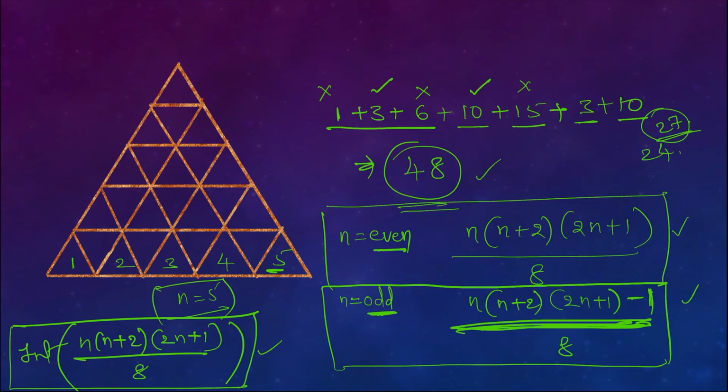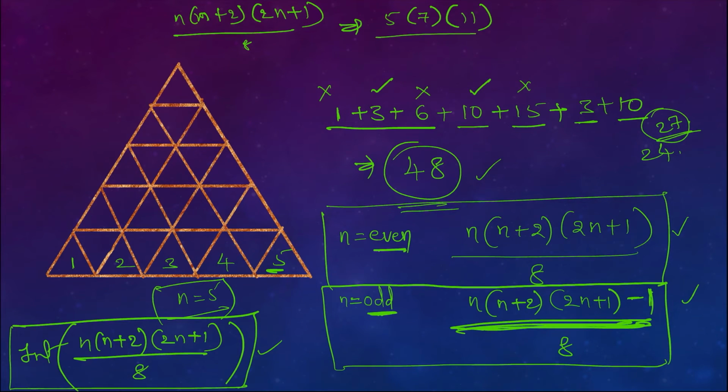So here n is odd, fine. We'll cross verify that. Here n into n plus 2 into 2n plus 1 divided by 8. So n is equal to 5. 5 plus 2 is 7. 2n plus 1 means 11, divided by 8. It will not be cancelled at all, so take minus 1 here. We'll get the integer value easily.